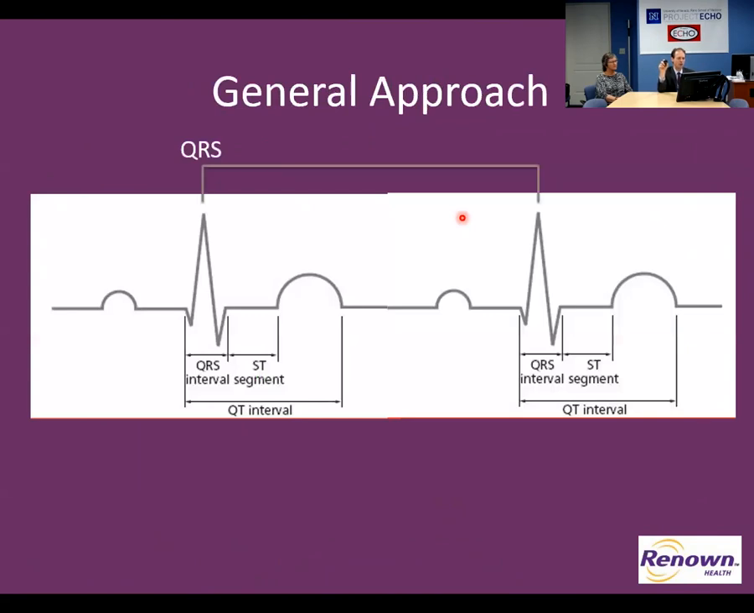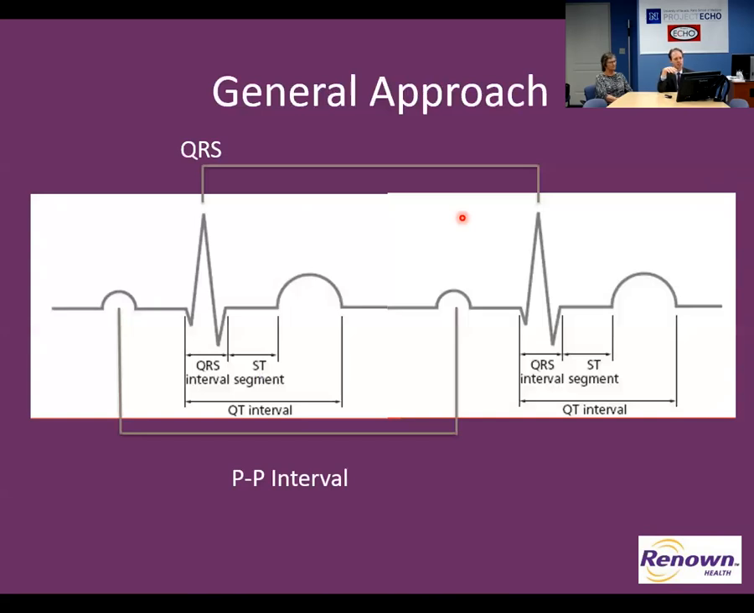So, intervals. There's an R to R interval, a P to P interval, and they may or may not be the same. In sinus rhythm, of course, they are the same. There's a QRS duration and a QT duration. So the RR interval is your heart rate, and the PP interval is the same in sinus rhythm. And so a heart rate of 60 to 100 is considered normal on an EKG interpretation.